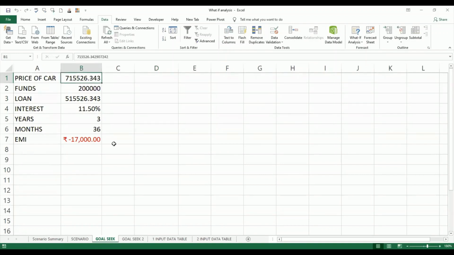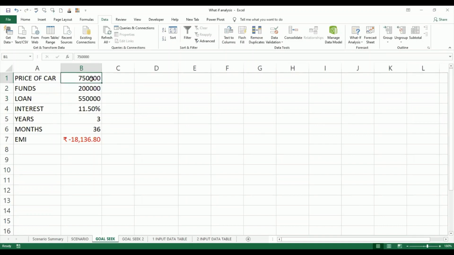Suppose I've got a car which is of 7,50,000 that I intend to buy. Example there. This can be used again for various ways. This is one of the ways we apply this. Available funds are 2 lakhs. So the loan which I will be requiring is based on a formula again.